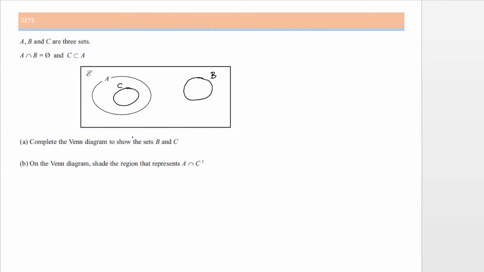There we go. On the Venn diagram, shade the region that represents A intersect C dashed. So it's in A, but not C. It's this bit, it's the white of the egg.